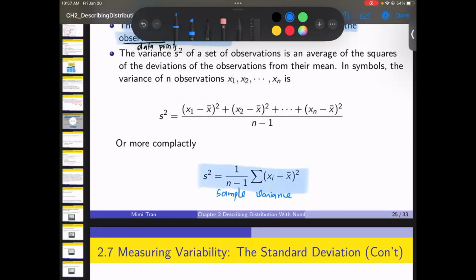If I want the standard deviation, sample standard deviation, what do I do? How do I get S from S squared? Square root, right? All I do is take the square root. Don't worry about the plus minus, it's not like in math, just square root.